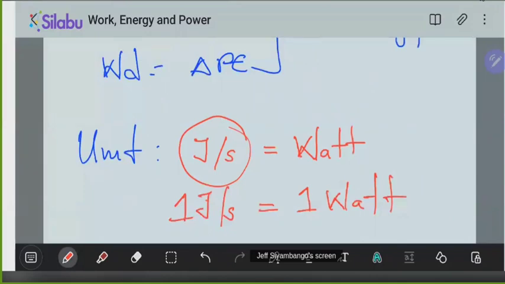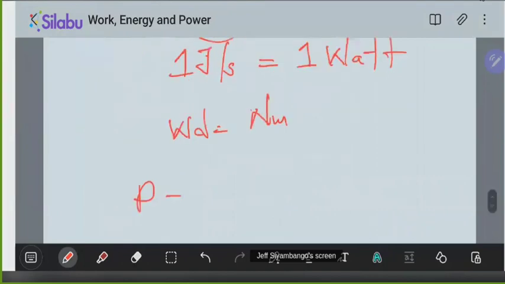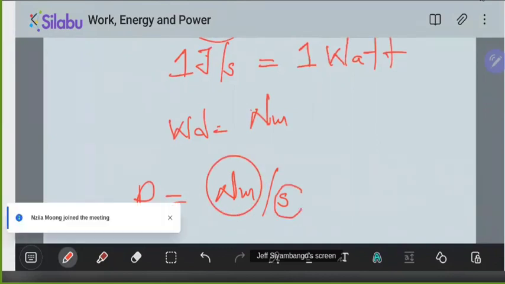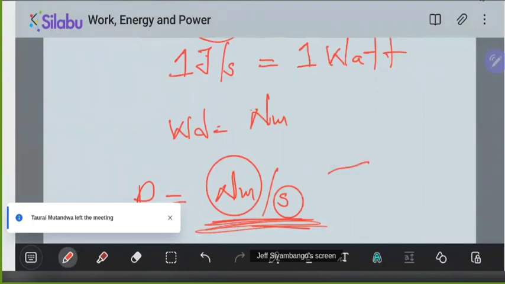But also, because work done can also be measured in newton meter, this implies that it's possible for you to give power using the newton meter per second, where this is the unit for work done, and this is the unit for time. So this can also be related to the watt as well. So you can say 1 watt is also equal to this.